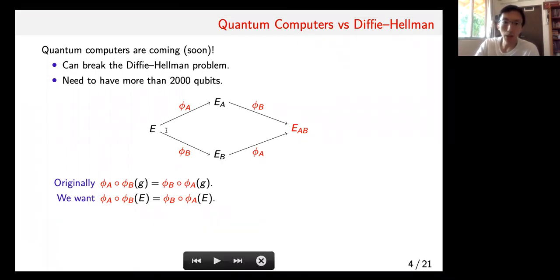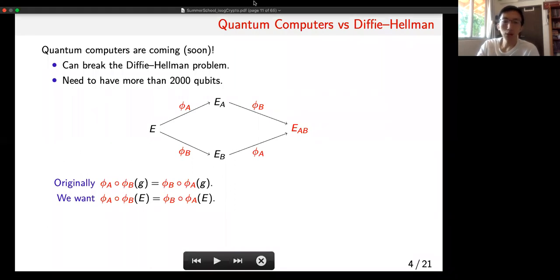So we want a secret map that only A, Alice, knows, that maps from E to EA. And E to EB using a map that only Bob knows. And we kind of want something similar again. We want to have the maps commute.